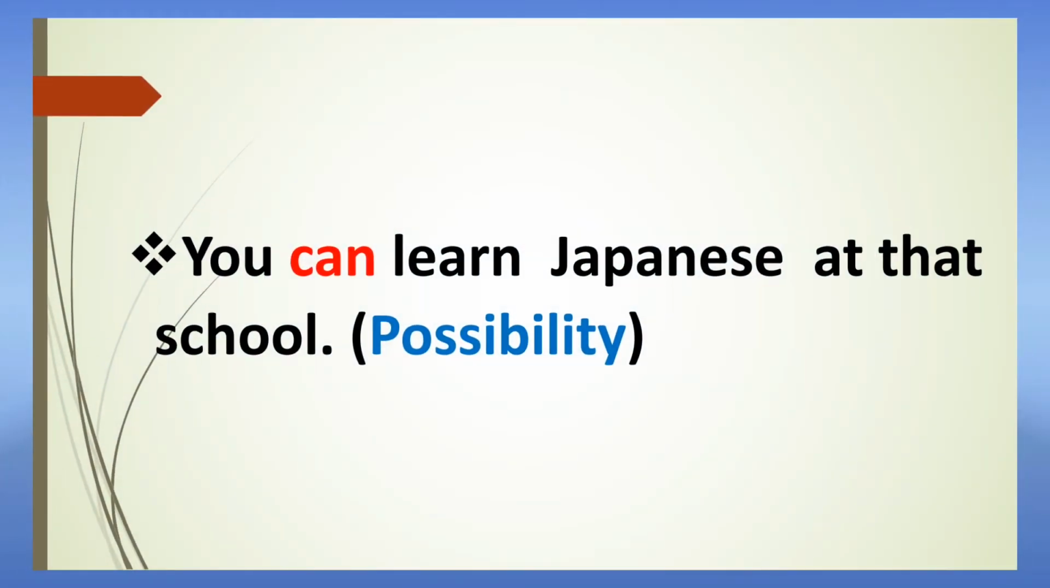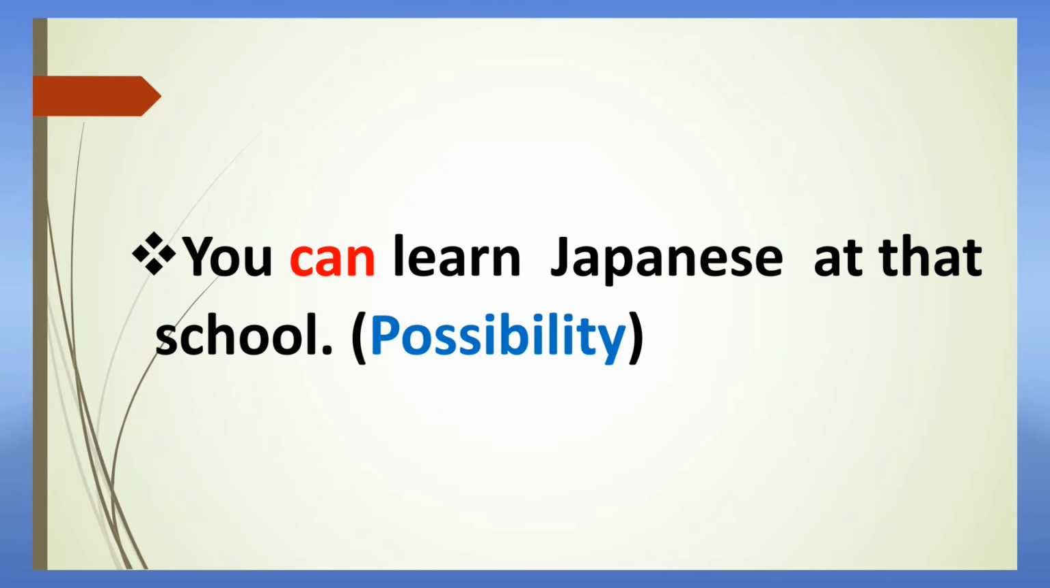Let's move to the next example, for possibility. Look at the sentence: You can learn Japanese at that school. For example, in one particular school, they teach the students Japanese. If you go to the school, definitely you can learn Japanese. So the possibility level is very, very high. There is no doubt about the situation. At that time you can use the word can. You can learn Japanese at that school, because that school provides the language Japanese to the children.